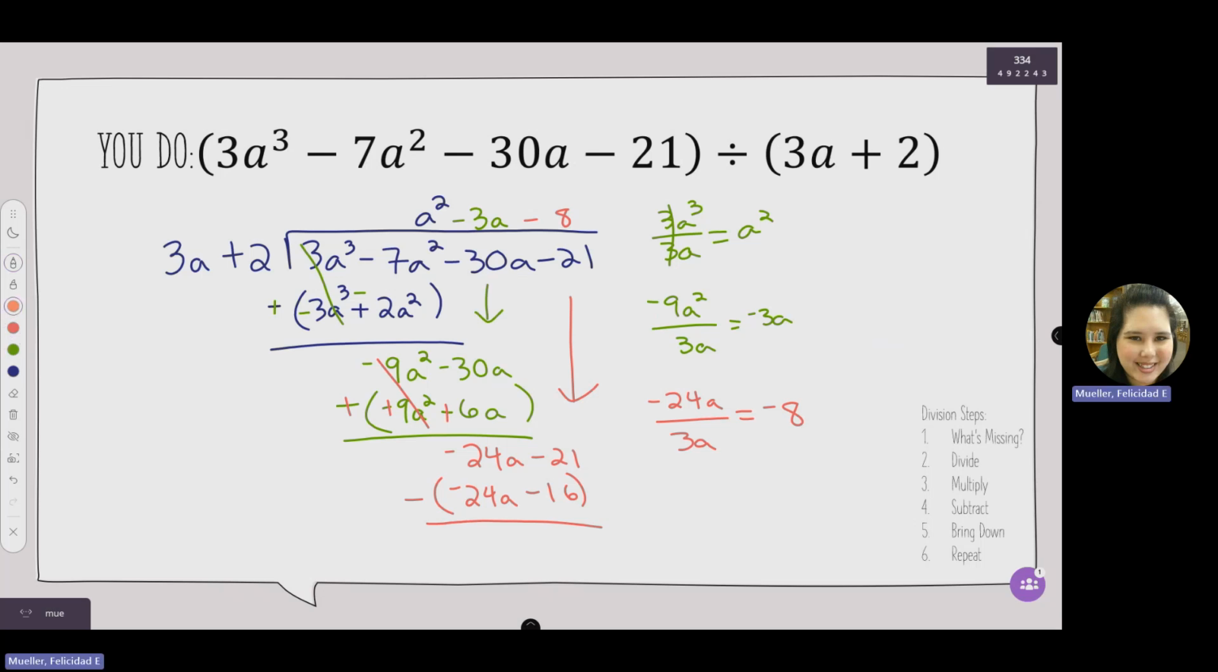I'm going to flip our signs. Plus, plus, plus. 24a's cancel out. Negative 21 plus 16 is negative 5. So I have a remainder of negative 5. So our final answer is a squared minus 3a minus 8 minus 5 over 3a plus 2.